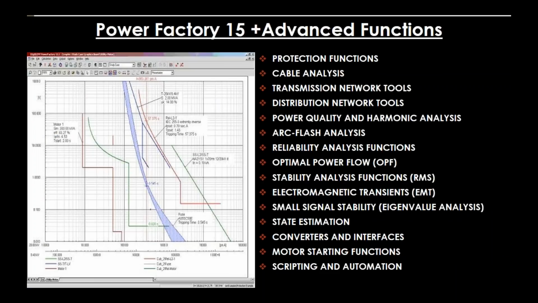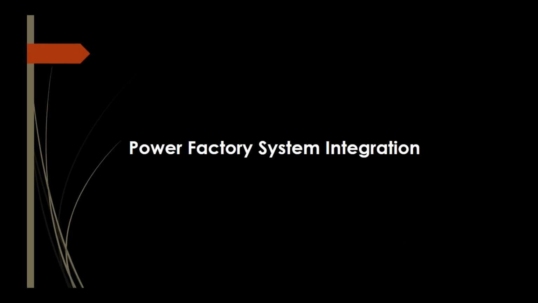Now the advanced functions include protection functions, cable analysis, transmission network tools, distribution network tools, power quality and harmonic analysis, arc flash, reliability analysis functions, optimal power flow, stability analysis functions, electromagnetic transient functions, small signal stability, state estimation, converters and different interfaces, motor starting functions, scripting and automation. Scripting is basically given with the DPL programming language, which I will go through in the integration part.